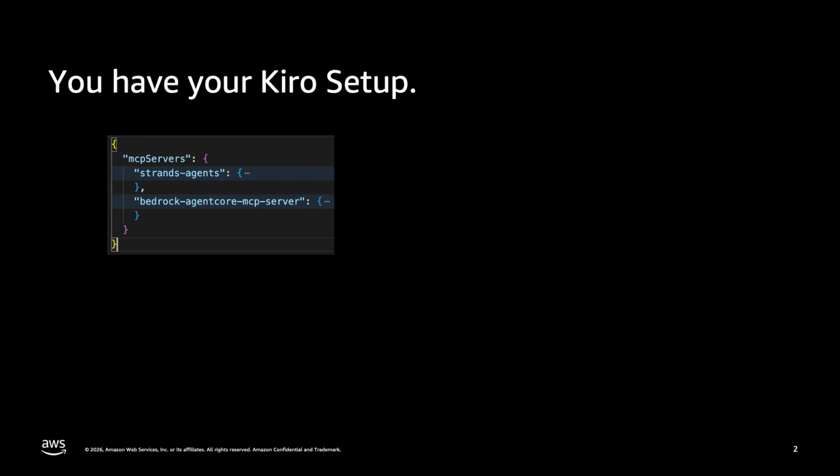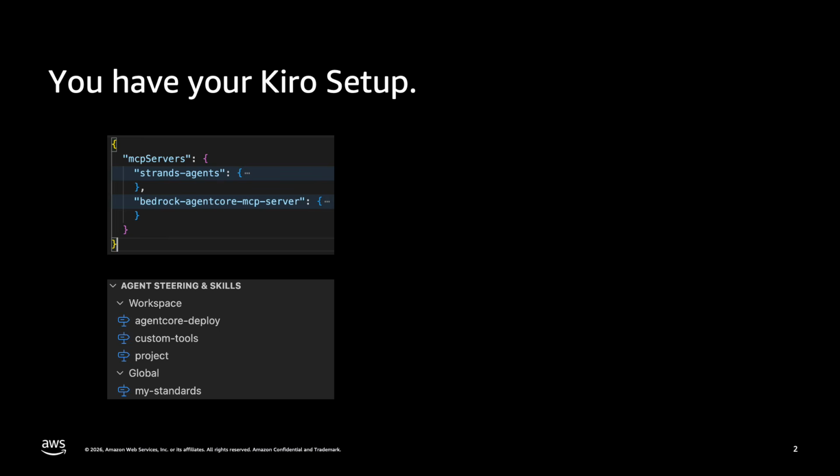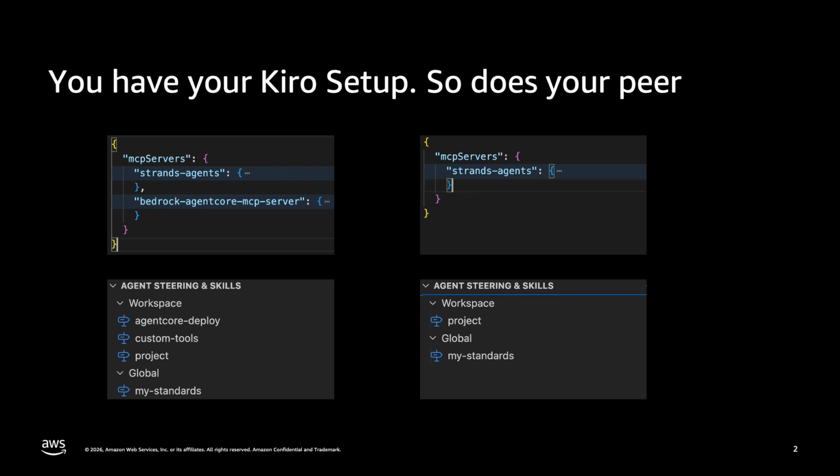Let's understand the situation with an example of you and your peer working on the same project using Kiro. You configure two MCP servers and write 4 steering files. Everything works great for you. Now your peer starts working on the same project on his or her computer. He or she configures just one MCP server and is missing 2 of the steering files that you had, the deployment guide and custom tool pattern steering file. Even the included steering files may be written very differently.